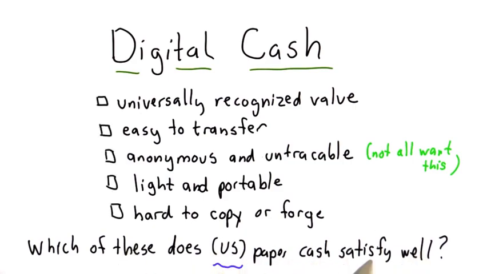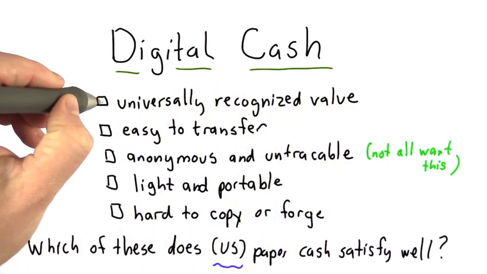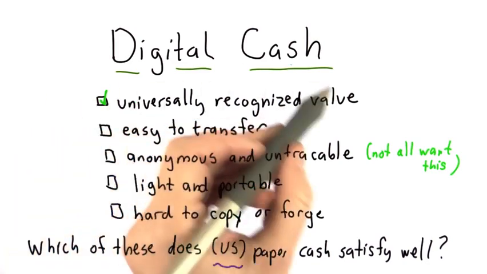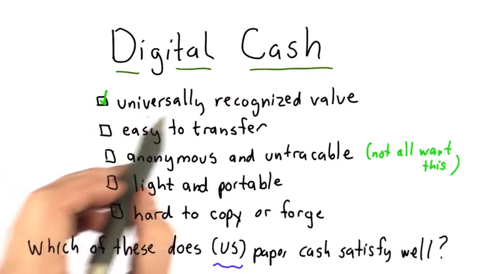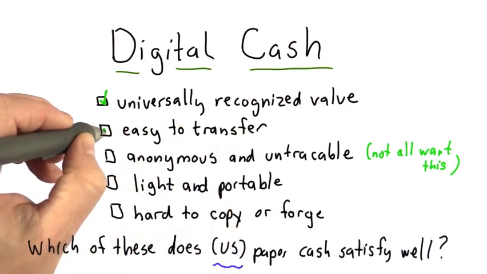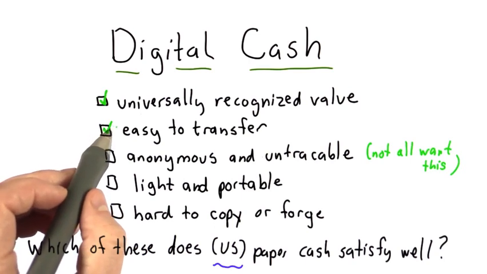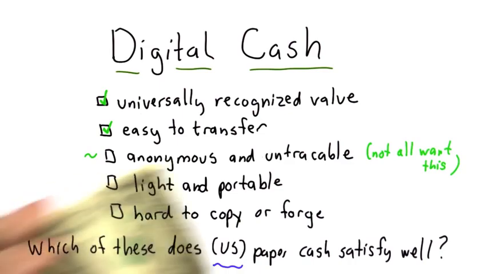It's definitely a subjective question, but we'll talk about what I think the right answer is. So US cash definitely has universally recognized value. At least in the US, essentially everyone accepts it. But even in other parts of the world, many people accept US cash. It is easy to transfer. You don't need to go to a bank or even interact with a bank in order to transfer cash between individuals. It's sort of anonymous and untraceable, and I didn't check this one.